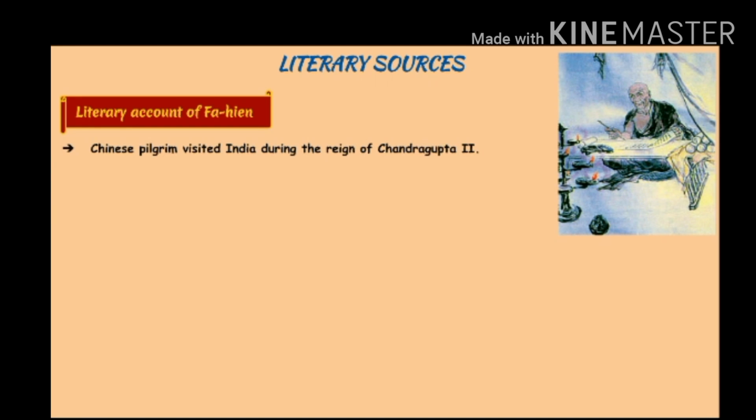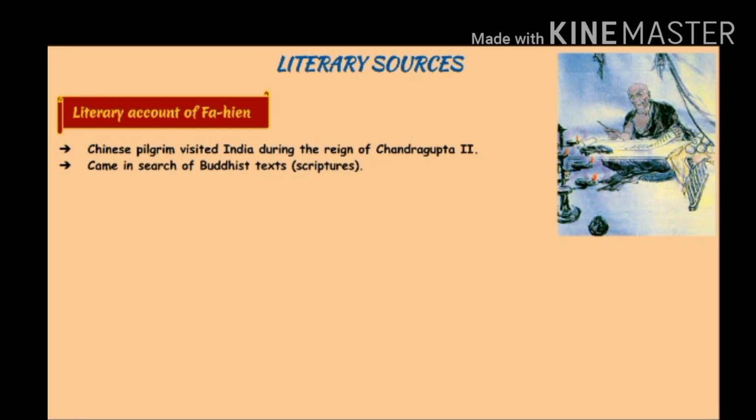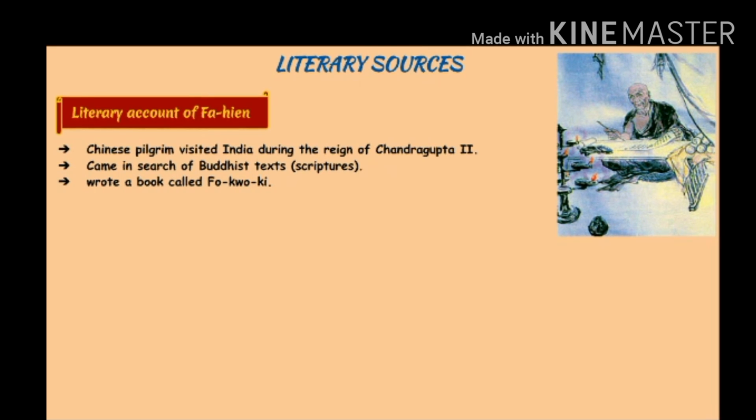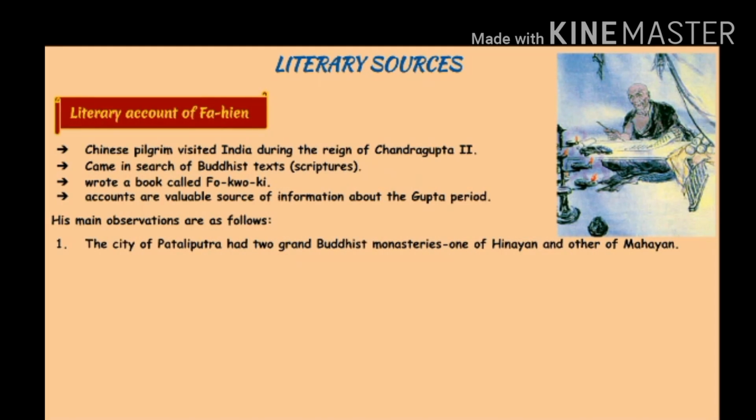Literary sources. The literary accounts of Fa-Hien. Fa-Hien was a Chinese pilgrim who visited India during the reign of Chandragupta II in search of Buddhist texts. He travelled India for more than 13 years, and on his return to China, he compiled his travel accounts in a book called Fo-Kuo-Ki. In his book, he mentions the city of Pataliputra, which had two grand monasteries, one of Hinayana and the other of Mahayana.